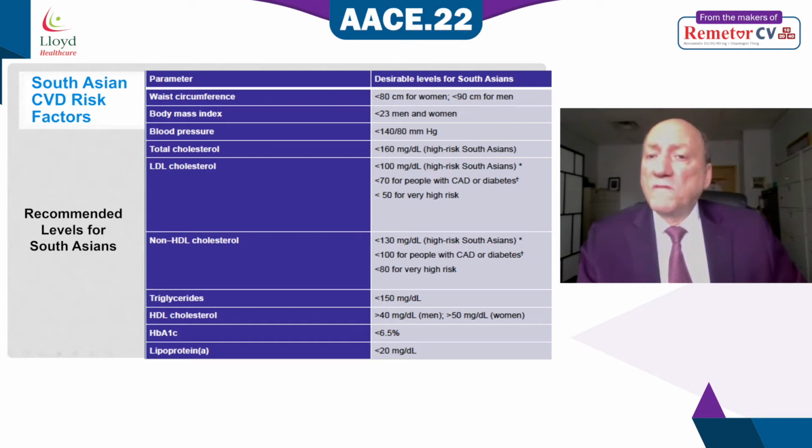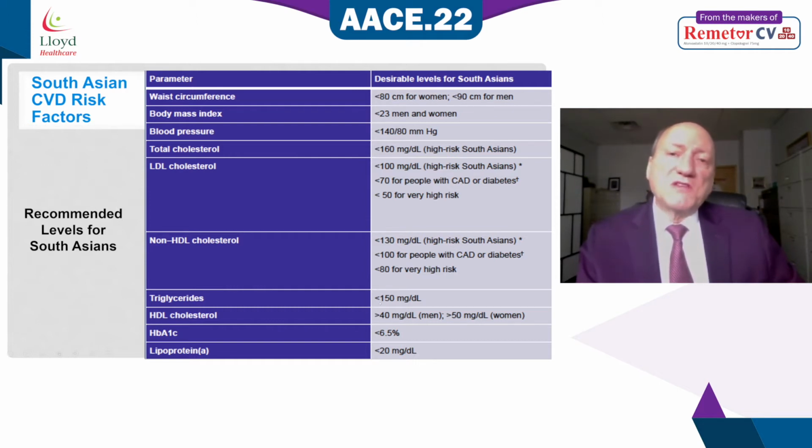The total cholesterol, we want to see less than 160 in high-risk South Asians. For LDL, we would like to see it less than 100 in high-risk South Asians and less than 70 for people either with diabetes or with a prior coronary or other atherosclerotic event. And remember that the non-HDL cholesterol down here is always 30 points higher. If someone is very, very high risk, that is, they've had more than one event, the LDL goal would be less than 50, and the non-HDL goal would be 30 points higher, or less than 80.